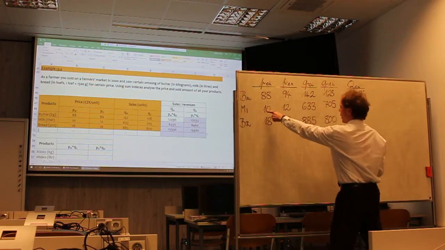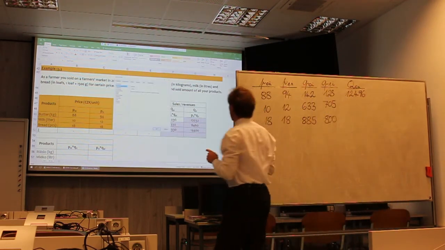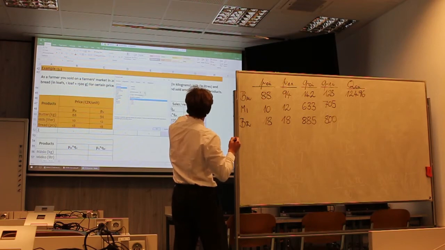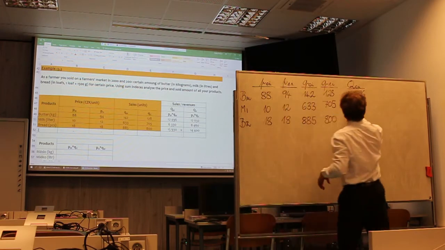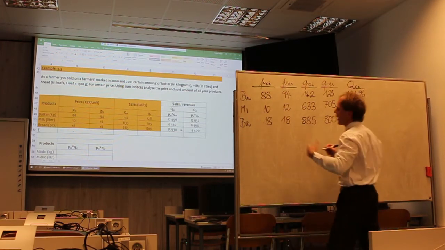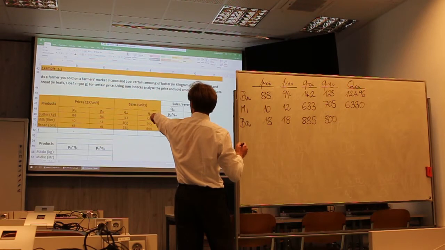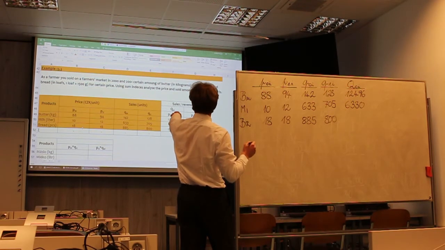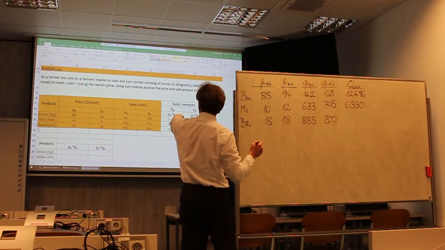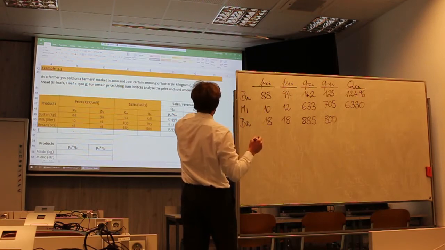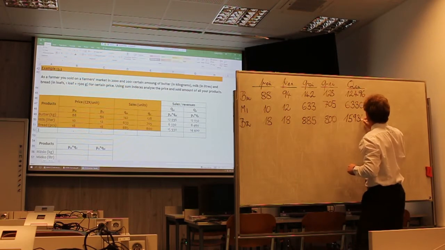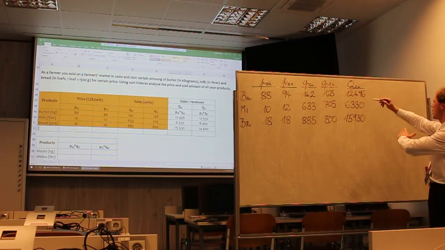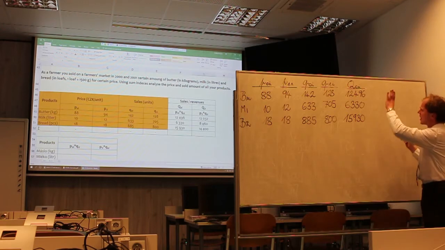12,496 Czech crowns. 10 times 633 is 6,330. And 18 Czech crowns times 885 pieces of bread, 15,930. So partial values of revenues in year 2000.